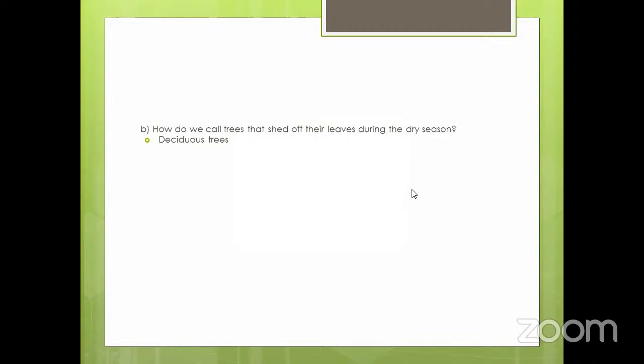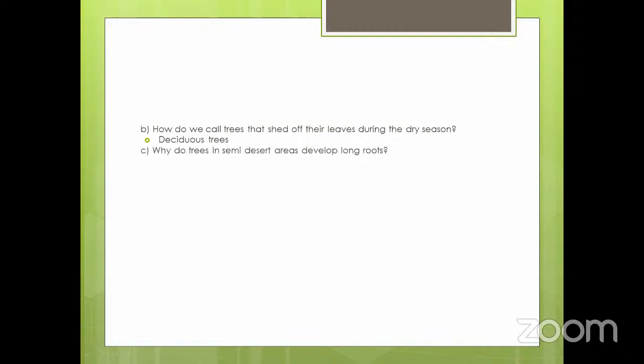So next time they will change that question. They will ask you what are deciduous trees? You simply say deciduous trees are trees that shed off their leaves during the dry season. Why do they shed off their leaves during the dry season? To reduce the rate of transpiration.